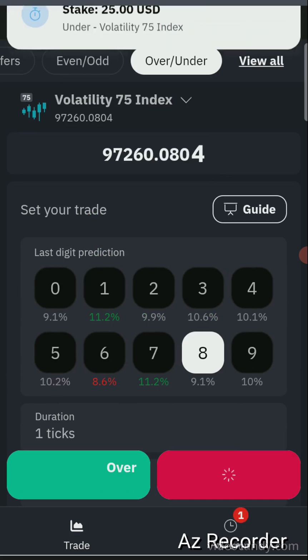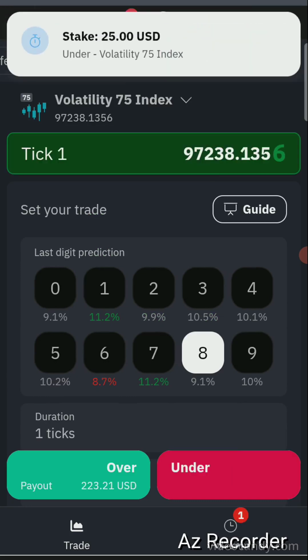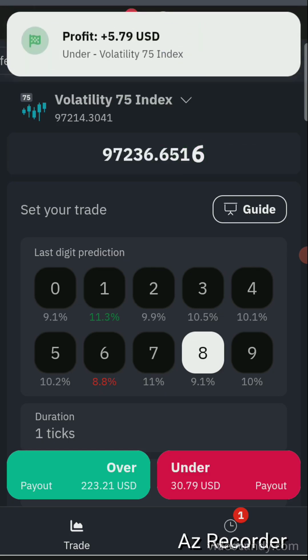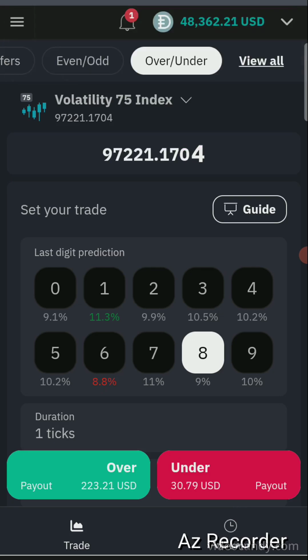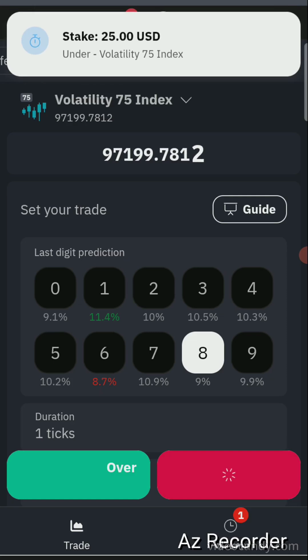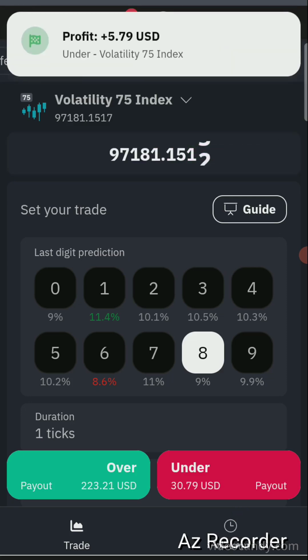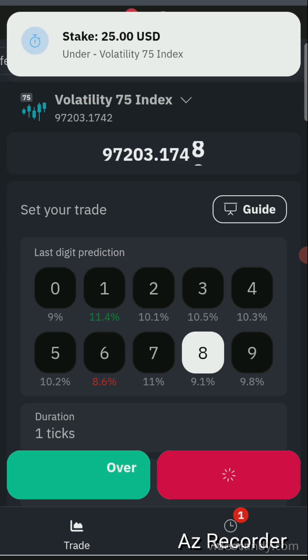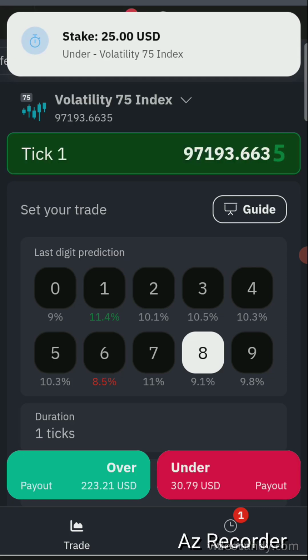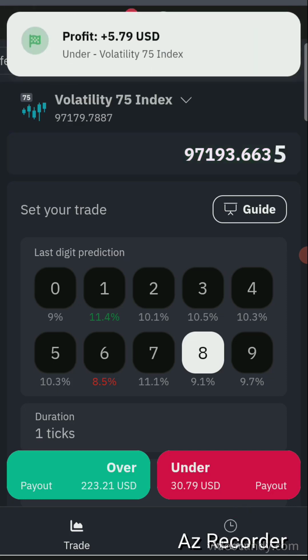That's a good entry point, digit 8. Let's recover another one. 6, 1, 9, 4, 4, 8. Good entry points. Last one for under 8 markets. That's a good entry point. So that's for under 8 markets.